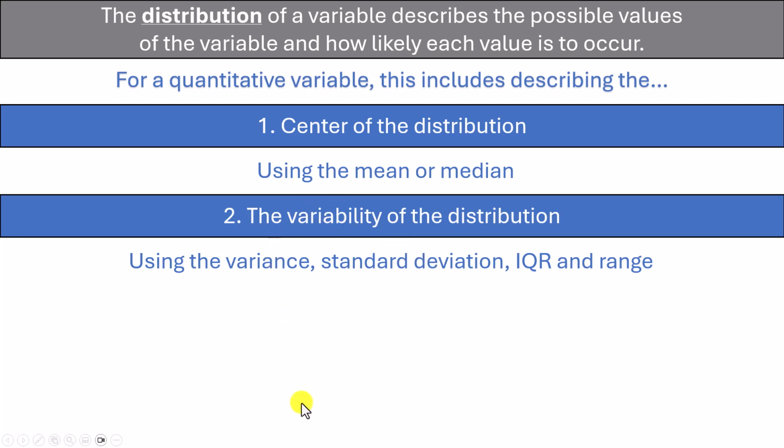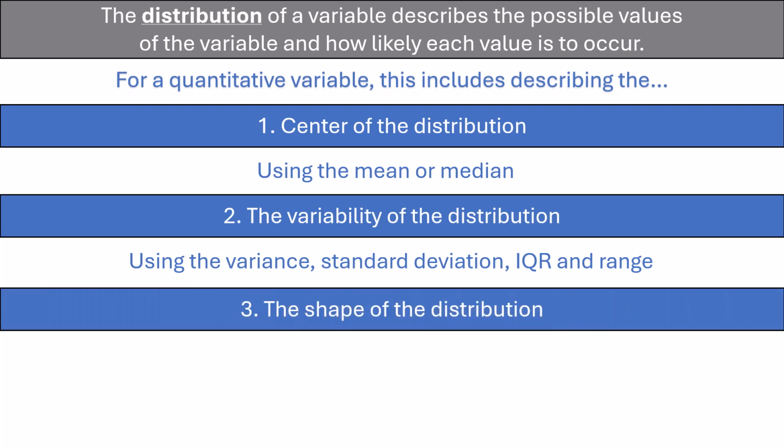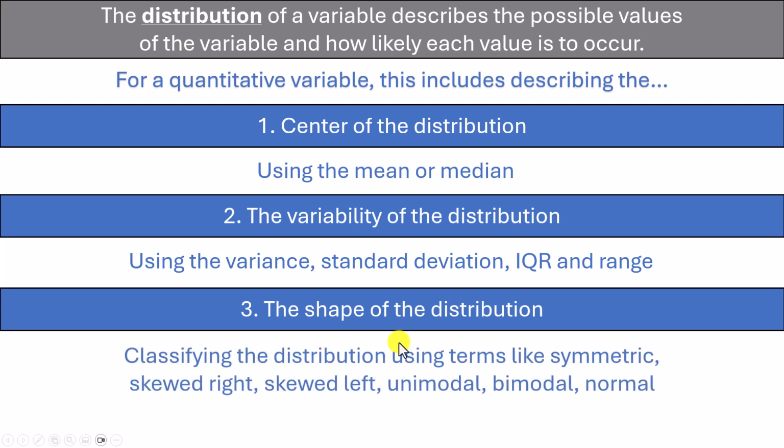Then we must describe the shape of the distribution. There are a number of different terms that can be used to describe the shape, such as classifying the distribution as symmetric, skewed right, skewed left, unimodal, bimodal, or normal. We'll be discussing some of these terms in this video.